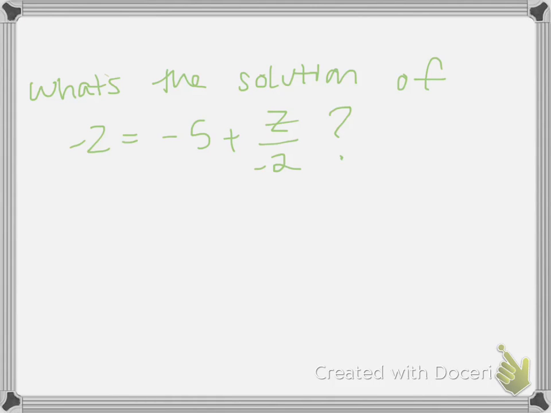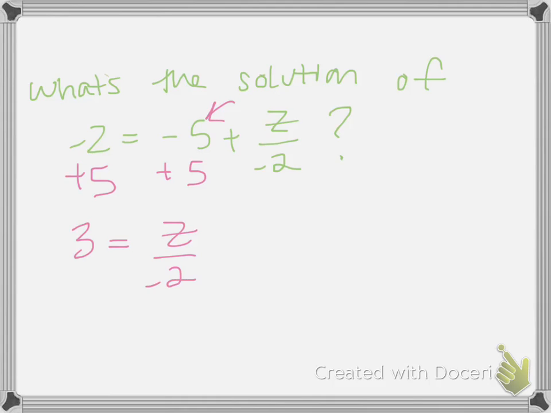Okay, what is the solution of -2 equals -5 plus z over -2? I have to get rid of the things not attached to z first to be able to get it by itself. So to get rid of this -5, we have to add 5. Remember, you always do the opposite. So -2 plus 5, or 5 minus 2, is 3.